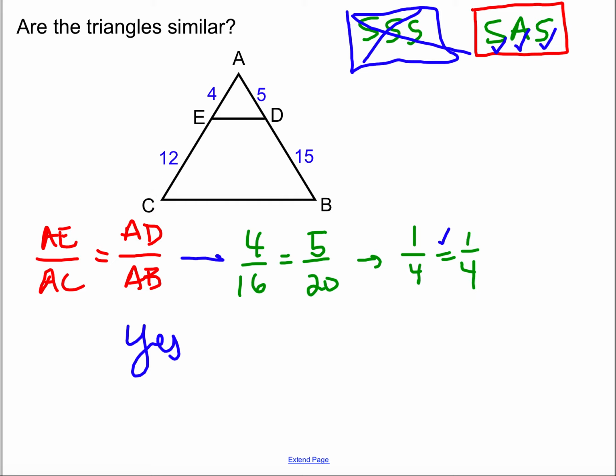What we're originally given will determine the path that we go. If we're originally given lengths for two sides of each triangle, then we're probably going to use SAS. If we're originally given lengths for all three of the sides of the triangle, we're probably going to use SSS.